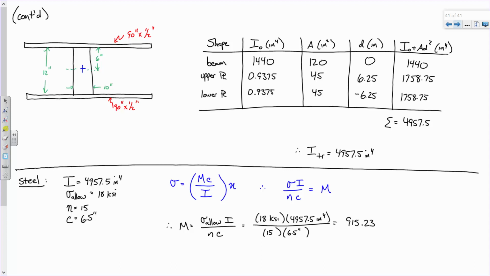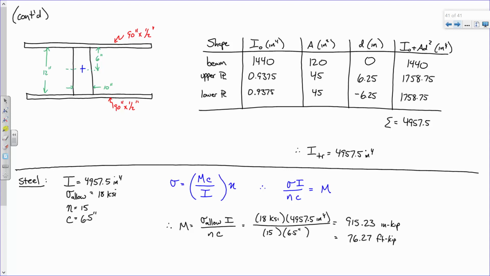$915.23. Do I have a second on that? Okay. Now, what are the units for that? Inch kips. Now, how do I convert that to foot kips? Just look at the inches and feet. Think about it like this. If I have 915 inches, how many feet is that? You just divide by 12. So what is that? .27 foot kips.